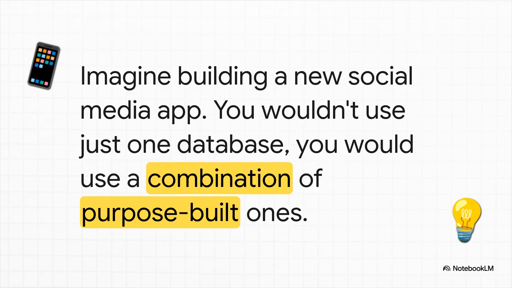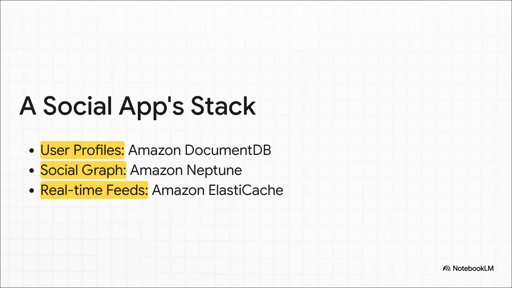Let's make this real. Imagine we're building a social media app from scratch. How would we use this polyglot persistence idea? Well, you wouldn't just pick one database and call it a day. For user profiles and all their posts, you'd want something flexible, like a document database. Amazon DocumentDB is perfect for that. Then, for the actual social graph, who follows who, who's friends with whom, that's a job for a graph database, like Amazon Neptune. And for that super fast real-time feed, you'd use an in-memory cache like Amazon ElastiCache. See? Three different jobs, three different purpose-built tools.